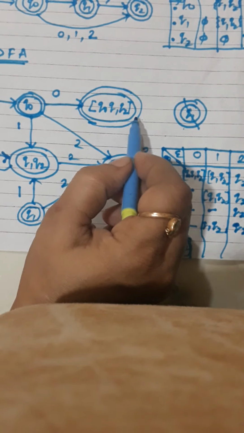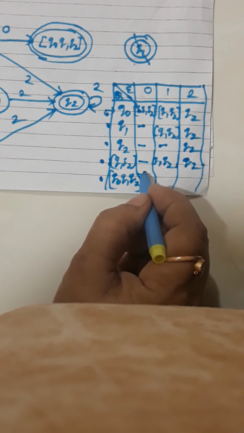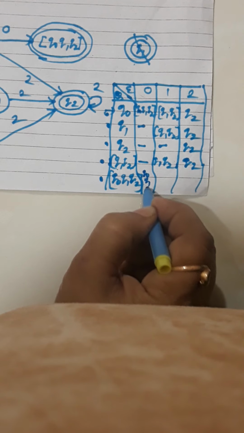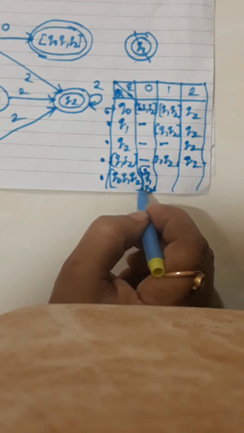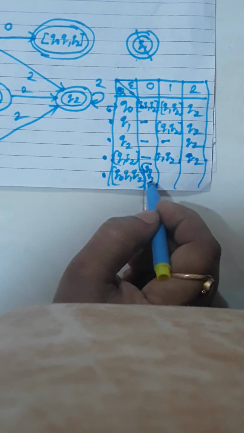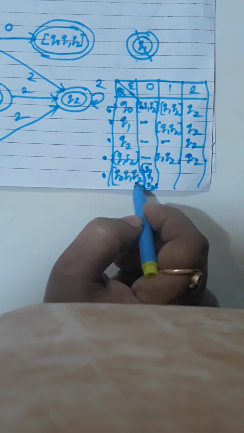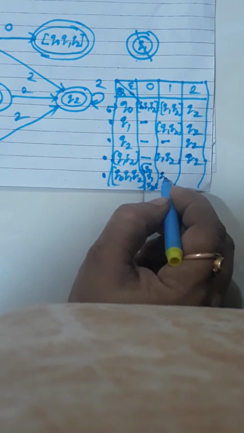So Q0, Q1, Q2 on 0. Q0, Q1, Q2 on 0 moves to what? Same state, that is Q0, Q1, Q2, right? This is a complete one state, the same. Then I need to mark, once I complete it, Q0, Q1, Q2 on 1. So we need to do union of all these 3 rows. So it will be Q1, Q2.